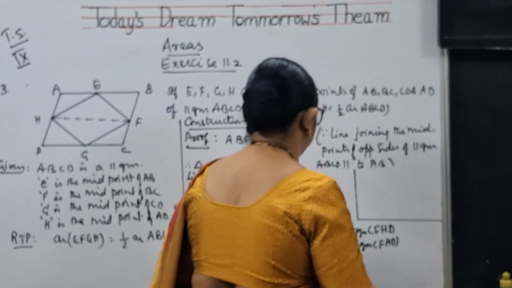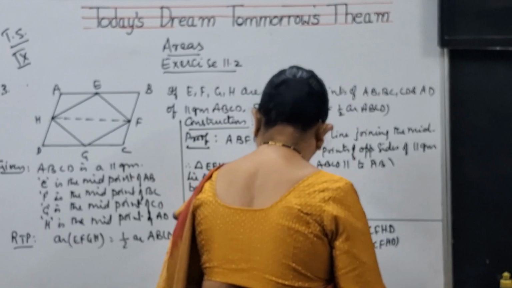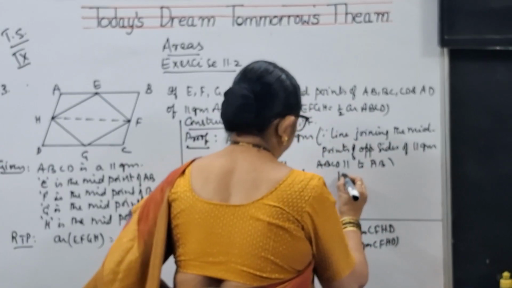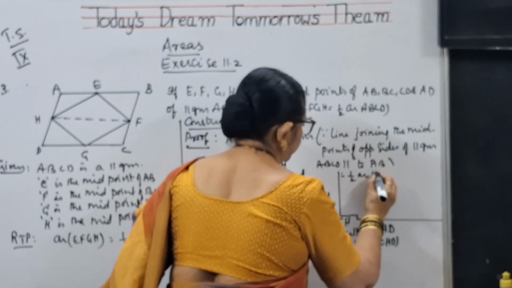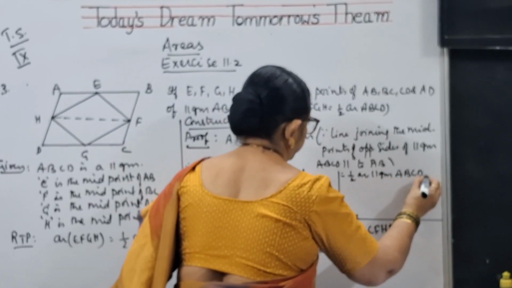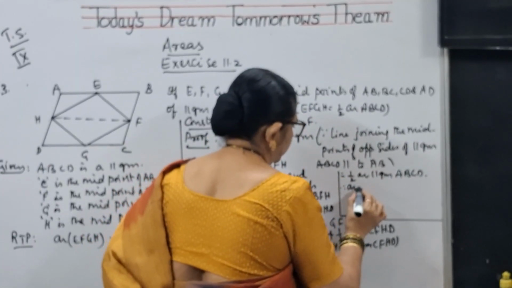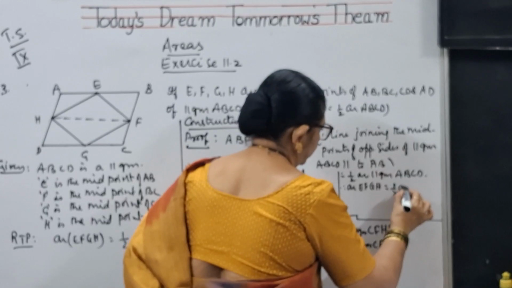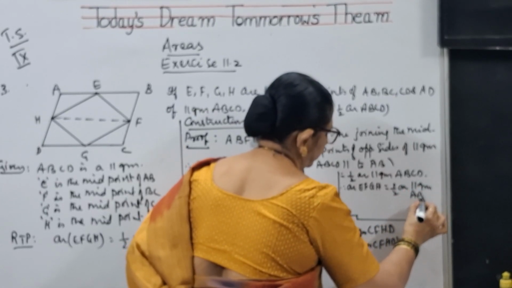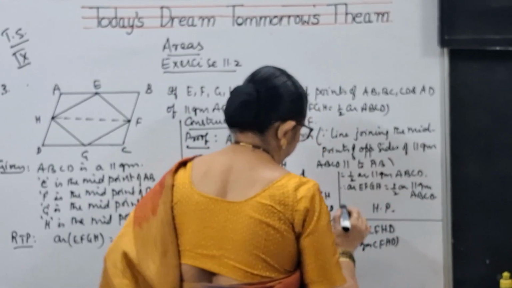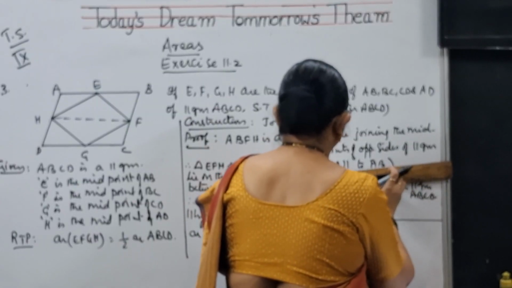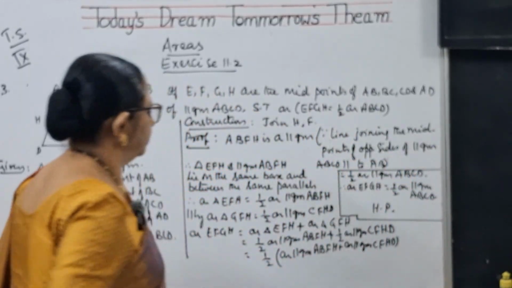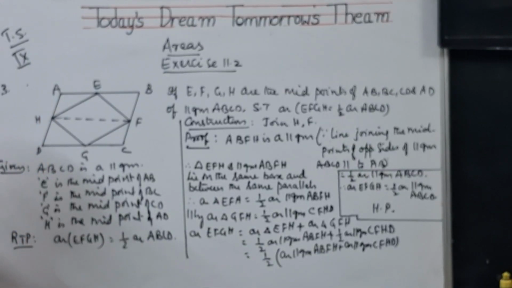So let me take some place here so that from here I'll write, so that is equal to half area of parallelogram ABCD. Therefore, area of EFGH is equal to half area of parallelogram ABCD. Hence, proved. So this is the proof, children. So, this part I am dividing like this. So this is the proof of this problem, children.